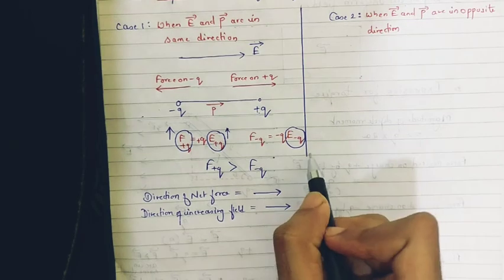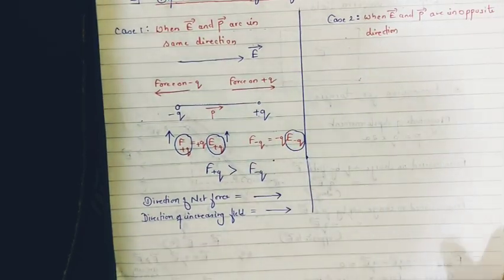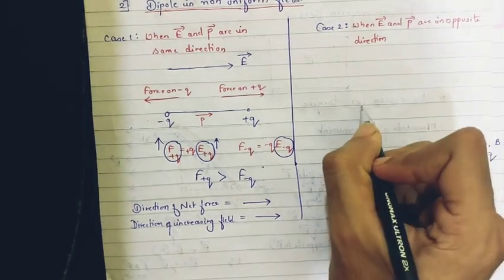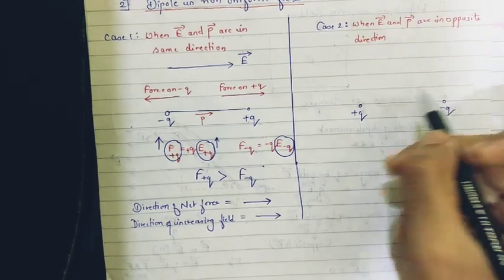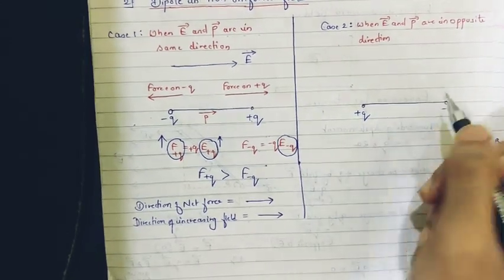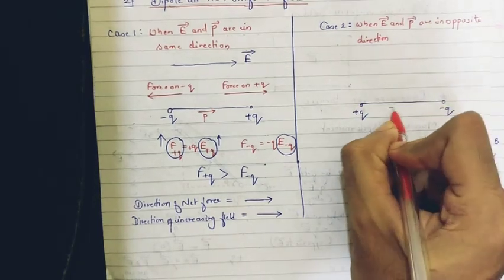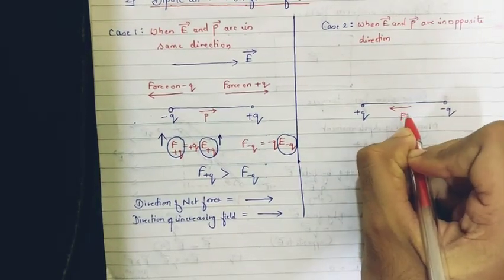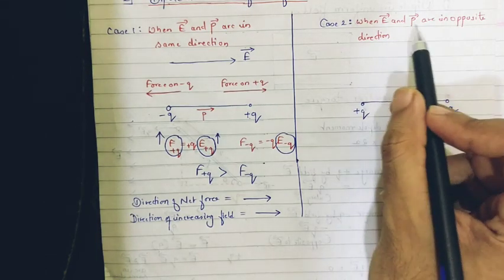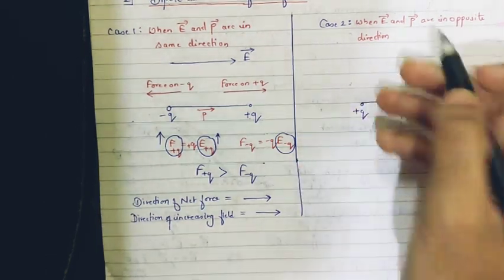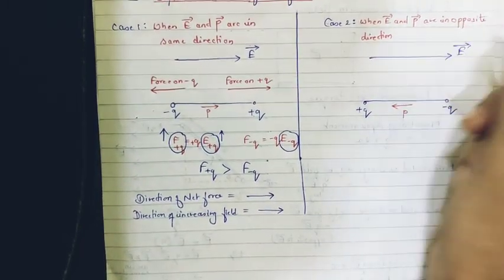Now let us move on to the second case, that is case 2, when E and P are in the opposite direction. So let me draw a dipole again over here. So let's say that this is plus Q, this is minus Q. Let me join the line between them. So our P is going to be now from minus Q to plus Q, so in this direction. P is going to be in this direction. Direction of E is going to be opposite to P, correct? So P is this way, so let me draw E the same way. This is my electric field direction.